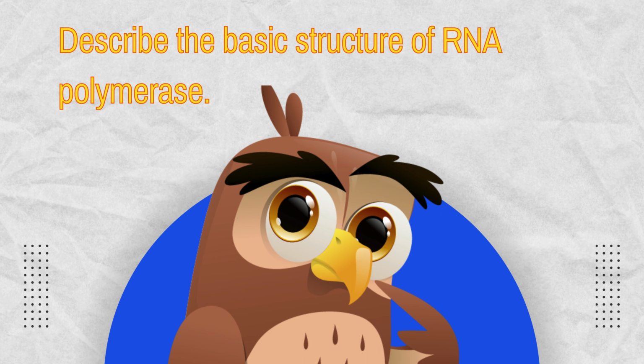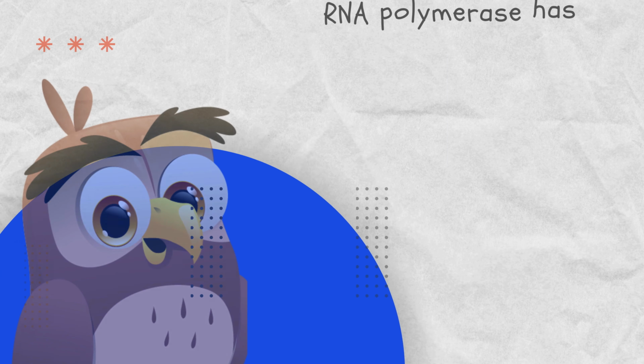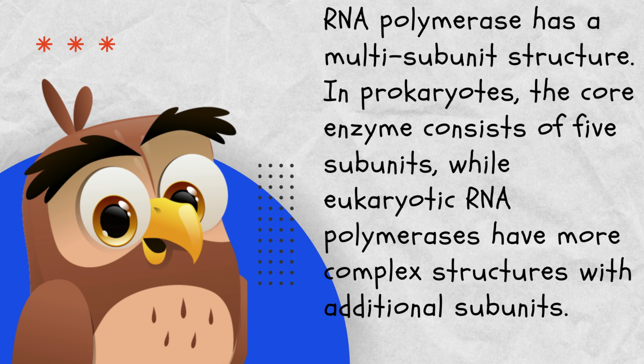Describe the basic structure of RNA polymerase. RNA polymerase has a multi-subunit structure. In prokaryotes, the core enzyme consists of 5 subunits, while eukaryotic RNA polymerases have more complex structures with additional subunits.